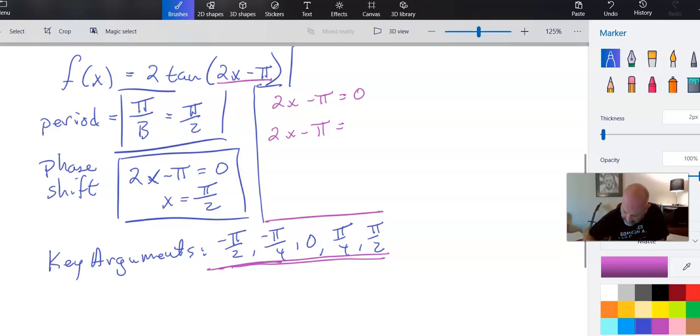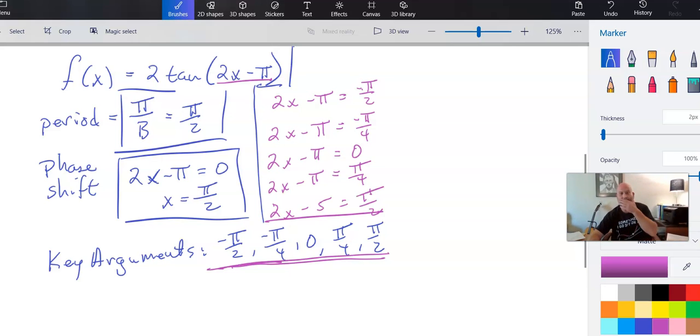Well, I put 0 down first because I was thinking cotangent, but so it'd be negative pi over 2, and then we have it set to negative pi over 4, and then 2x minus pi is 0. 2x minus pi is positive pi over 4, and then 2x minus pi is pi over 2. Right? So we want to solve each one of these for x.